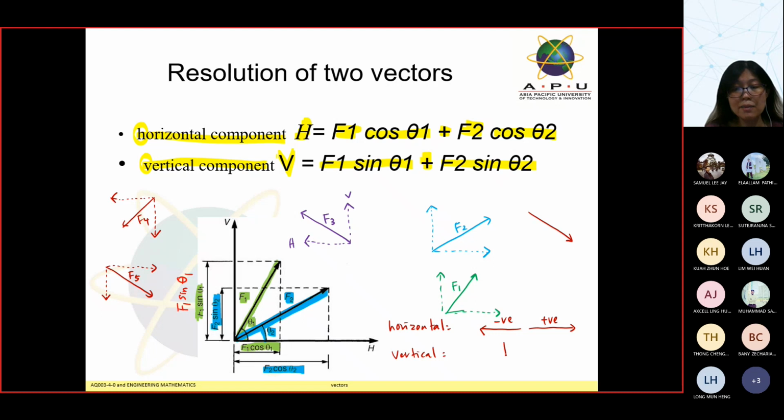Then the vertical component is either pointing up or pointing down. We normally use the one pointing up as the positive direction, and the one pointing down is the opposite direction, which we normally refer to with a negative sign. So please take note of this.